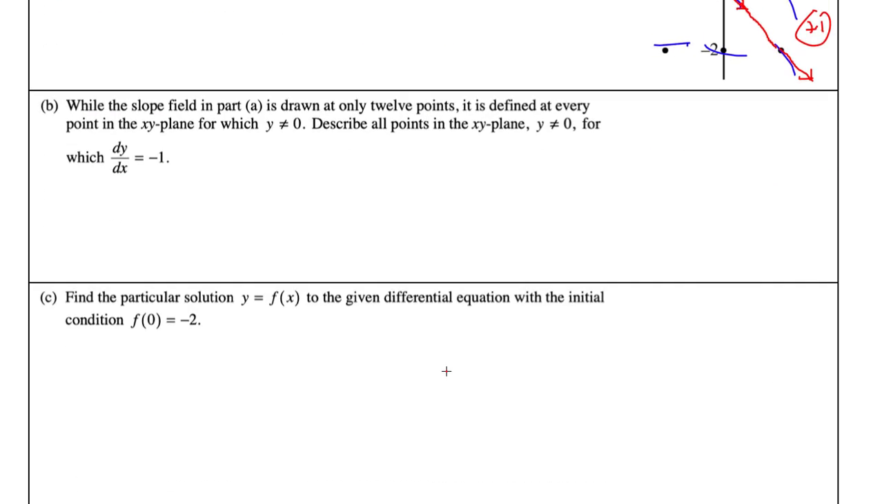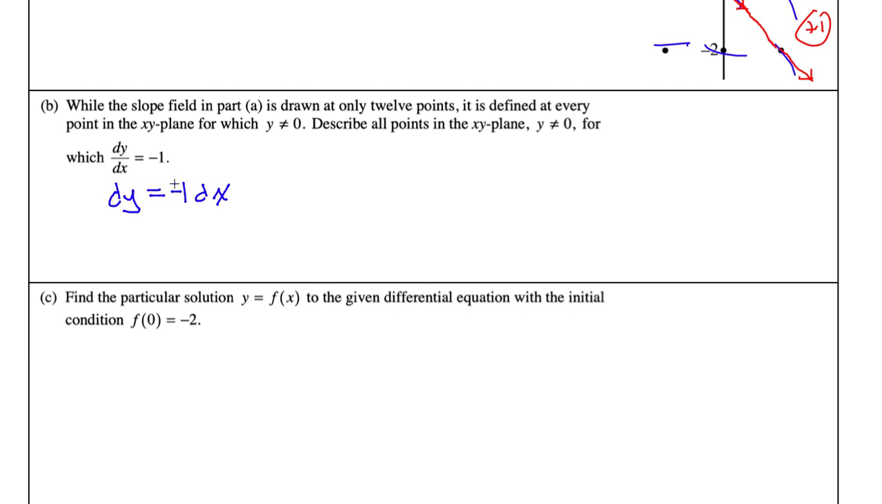Talking about part B. Describe all points where I have a slope of -1. So essentially the easiest way to do this is treat this as an equation, right? Let's multiply both sides by dx. If I do that, I get dy is equal to -1 dx. I just multiply both sides by dx. And then I can integrate.